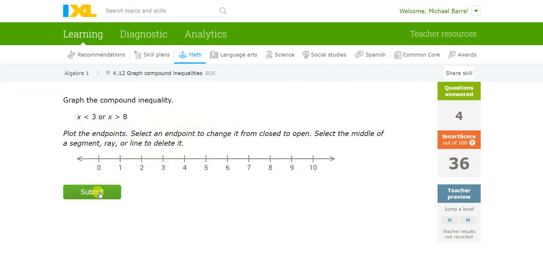Or statement. Okay, so I need 3 going down. I need to be less than 3, open circle. I need to be greater than 8, also an open circle. -8 to -1, and they're both open. Okay, and so it is an and statement.